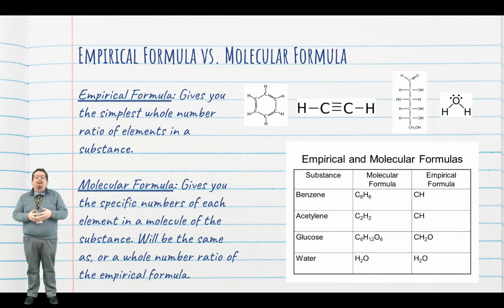Glucose has a molecular formula of C6H12O6, but its empirical formula, the simplest ratio, would be CH2O. The empirical formula and the molecular formula are not always different, such as in water's case, but the molecular formula is always the same as, or at least a multiple of, the empirical formula.